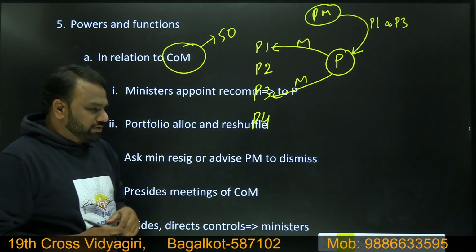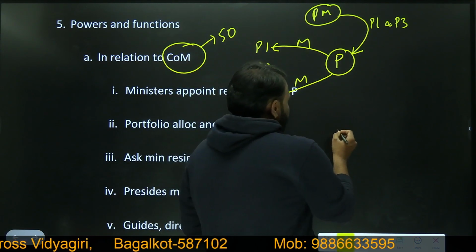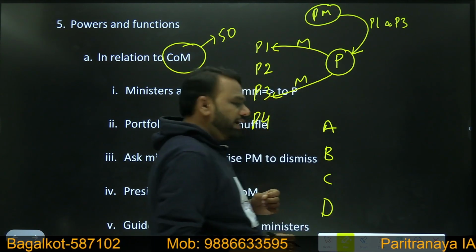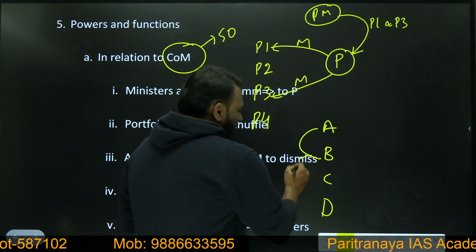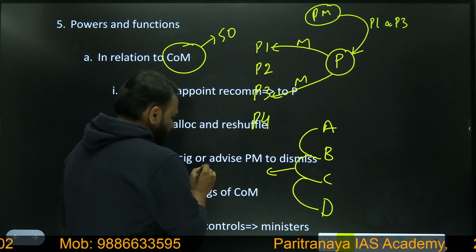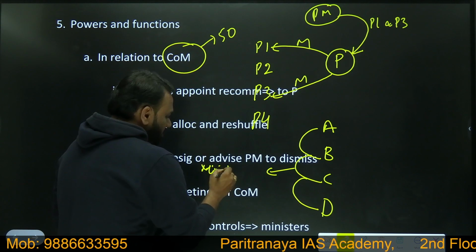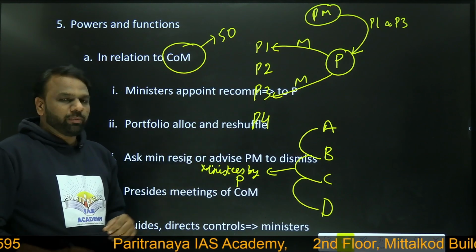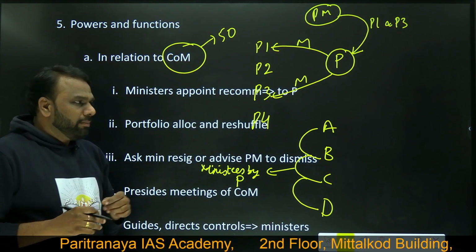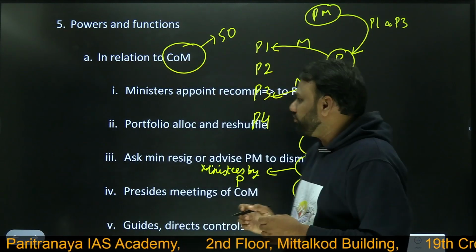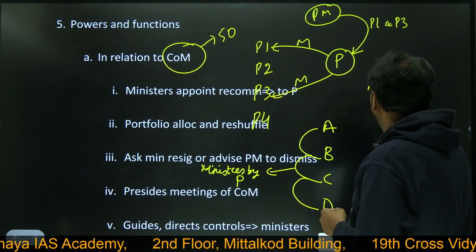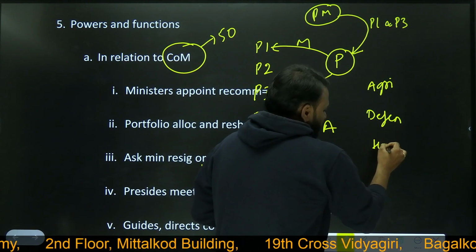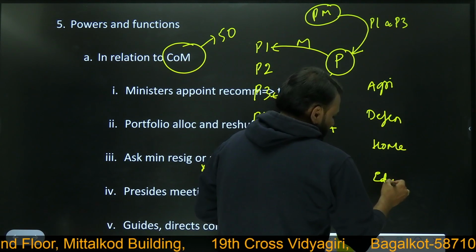Next, portfolio allocation. Let us assume there are 4 people: A, B, C, D, and all of them have been appointed as ministers by President. But there are different ministries. For example, we have Agriculture Ministry, Defense Ministry, Home Ministry, and Education Ministry.